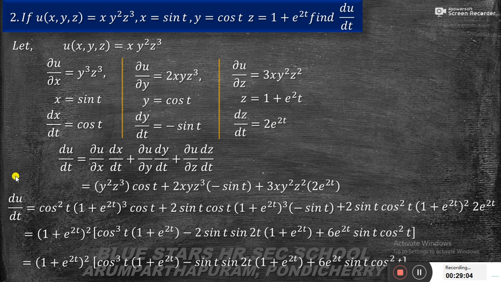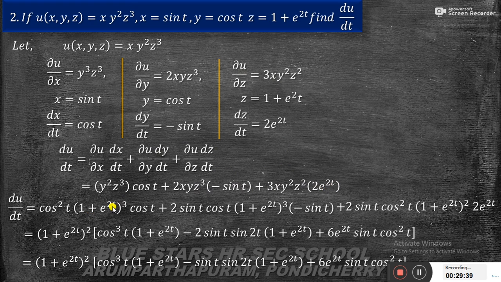Now we differentiate the functions. du by dt equal to dou u by dou x into dx by dt plus dou u by dou y into dy by dt plus dou u by dou z into dz by dt. So dou u by dou x means y square z cube into dx by dt, which is cos t, plus dou u by dou y means 2xyz cube into dy by dt, which is minus sin t, plus dou u by dou z means 3xy square z square into dz by dt, which means 2 e power 2t.